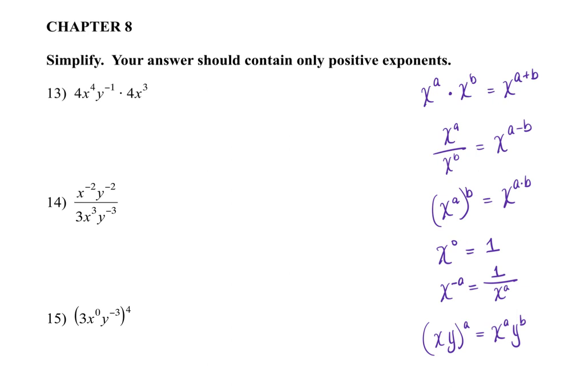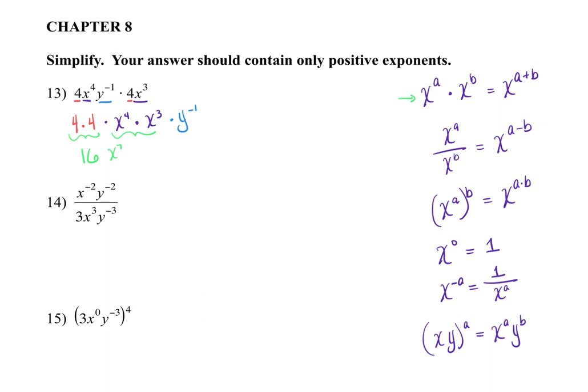So if you look at this first one, deal with your numbers first. I have 4 times 4, so put those together. Then I have my x's. I have x to the 4th times x cubed. And then I have y's. I have just y to the negative 1. So to simplify this, I just multiply my numbers. 4 times 4 is 16. My x's, I'm multiplying like bases, so I'm going to add those. 4 plus 3, I have x to the 7.